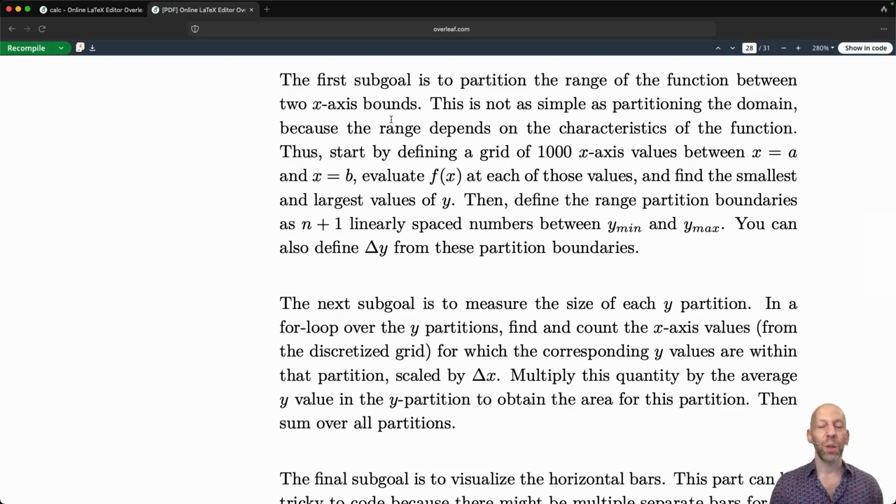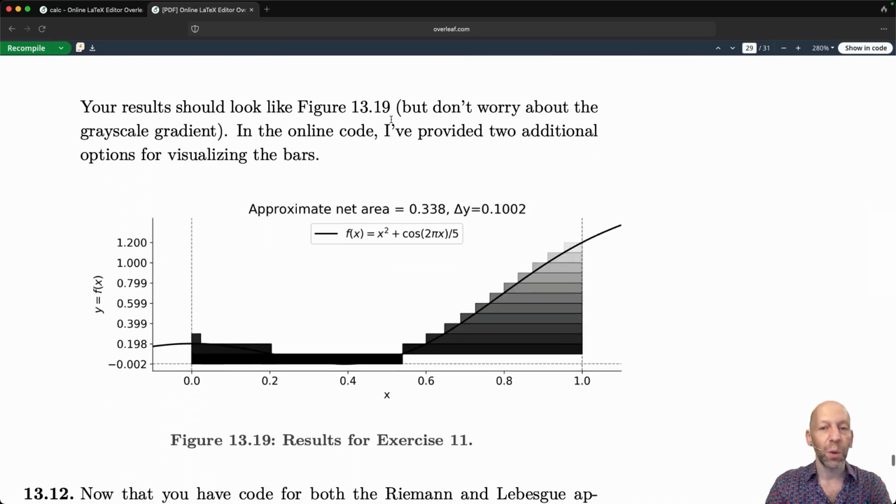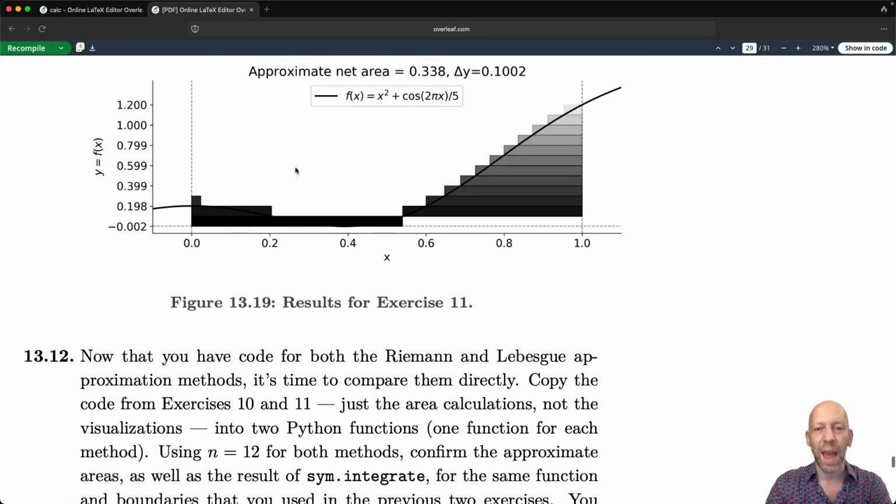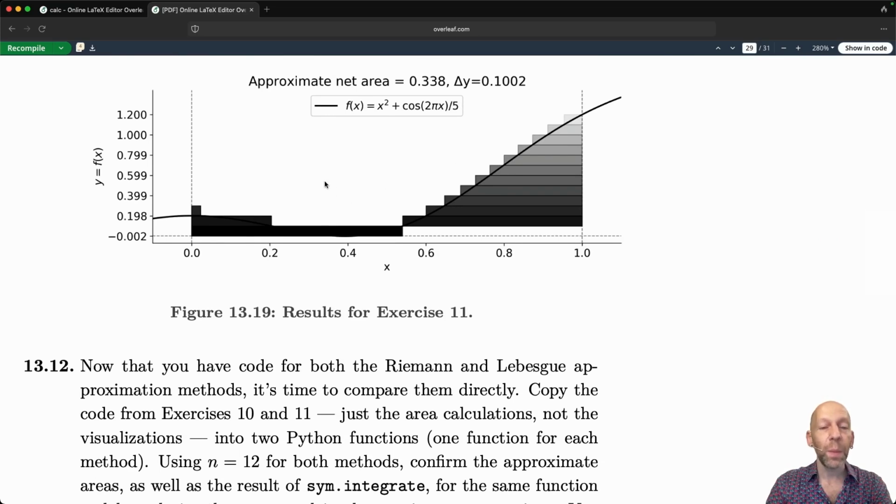But it's different for the Lebesgue integral because we need to know the range of the function, and you cannot know the range of the function, so the total span of y-axis values, without knowing about the function and without evaluating the function. So let me show you what that looks like here. This is the end result of this exercise. It's going to be a figure that looks like this. So the bounds are the same as the previous exercise. The function is the same as the previous exercise.